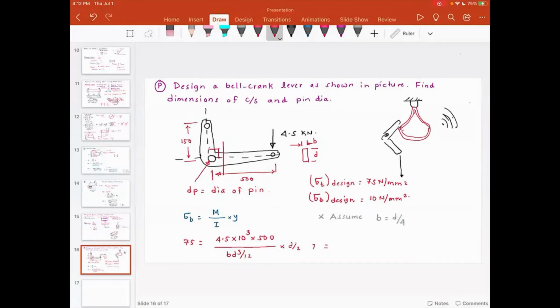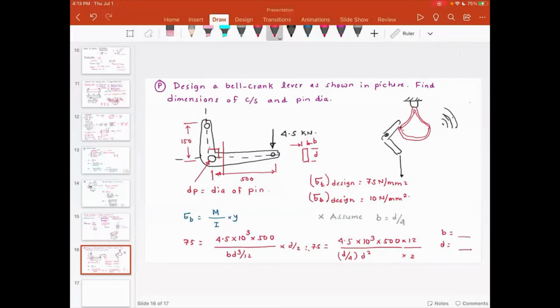This equation can now be expressed as 4.5 times 10 to the power 3 times 500 divided by B, which is D by 4 multiplied by D square. So the only unknown in this equation is the value of D. Once you know the value of D, the value of B can be found out. So with this, one part of the lever can be designed.